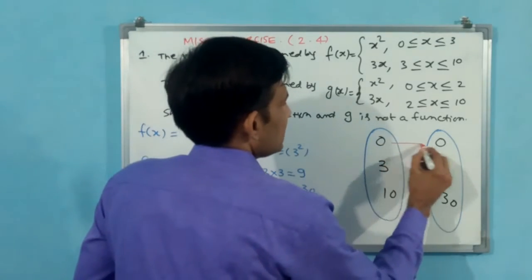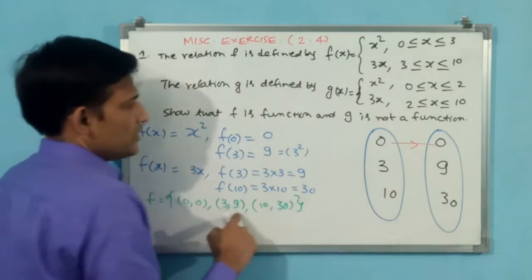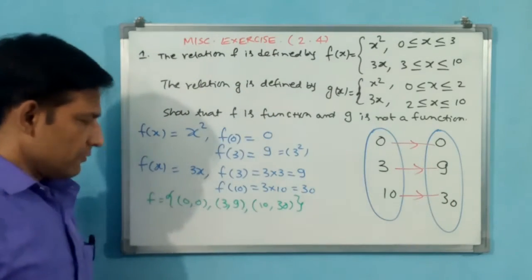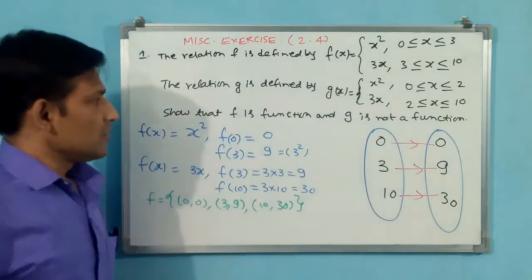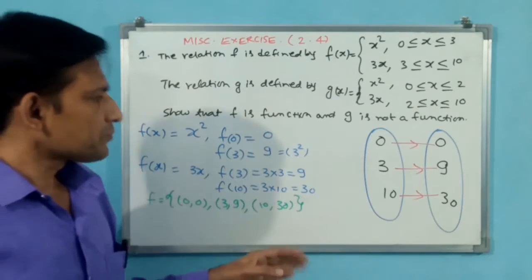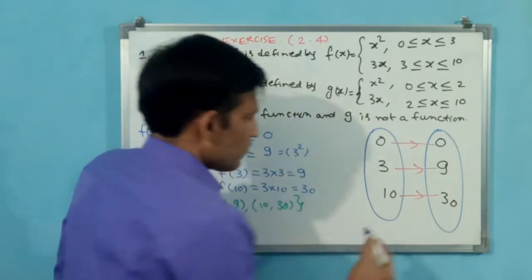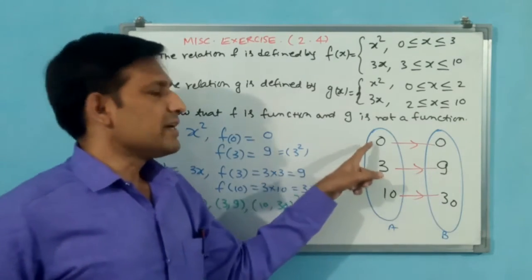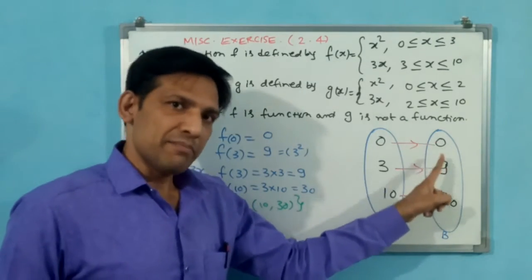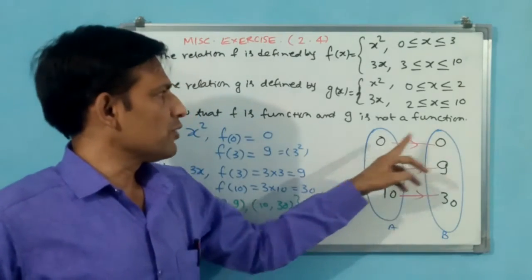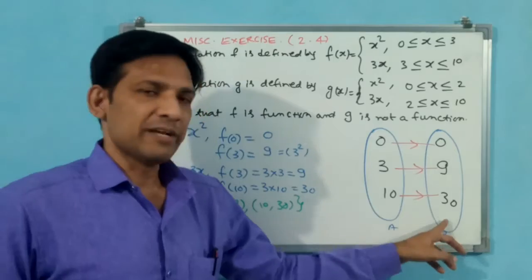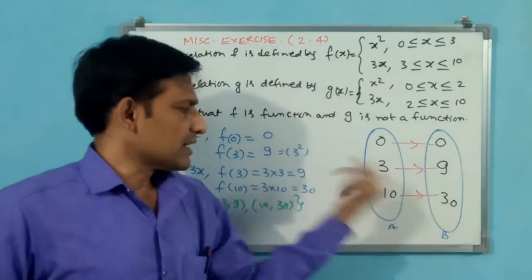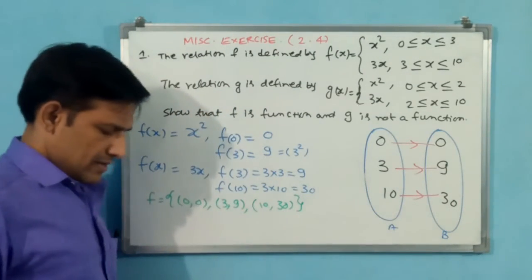Now depict the relation: 0 to 0, 3 to 9, 10 to 30. The arrow diagram is over. Now let us understand what a function is. A function is a relation between two sets A and B such that every element in A should have one and only one image in B. This has only one image, this has only one image, this has only one image. Every element should have an image, and only one image. This condition is satisfied. That is why f is a function.